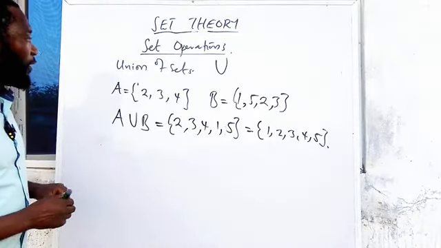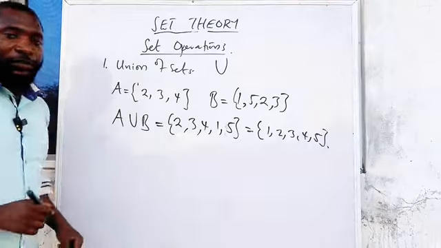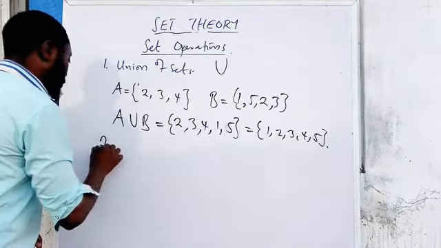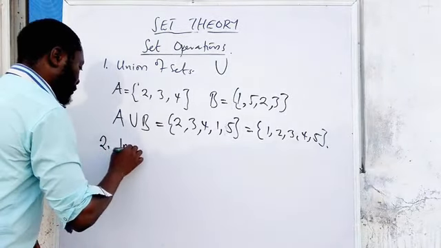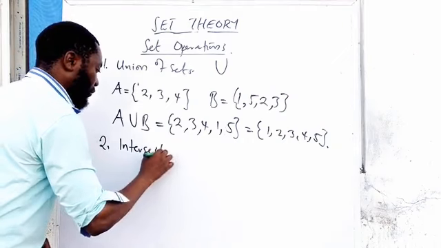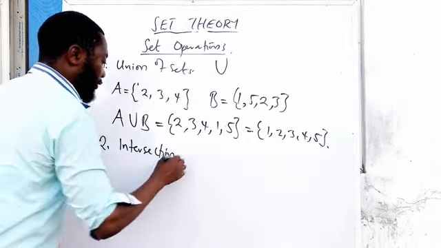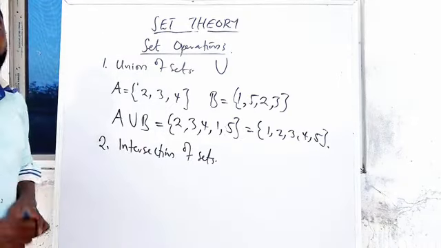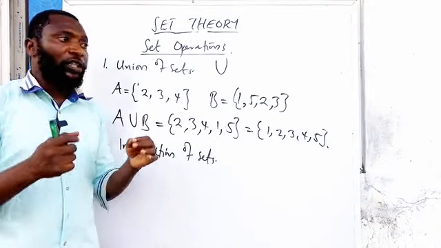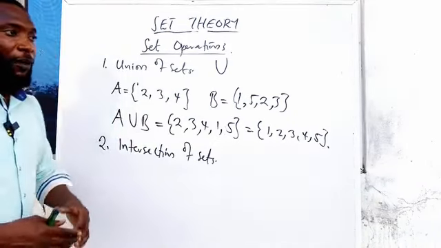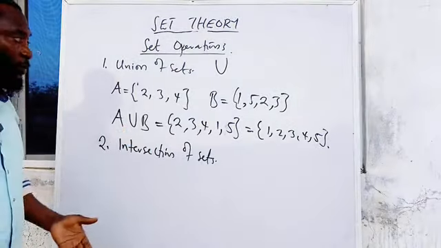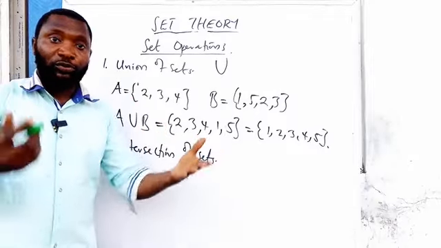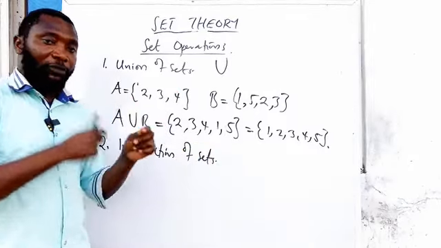Now another one is intersection. Number 2 under the set operations: intersection of sets. Intersection means what is common to the given sets. Either you have two sets or more than 2. Here also for the union, the sets may be more than 2. Just combine everything together without repetition.